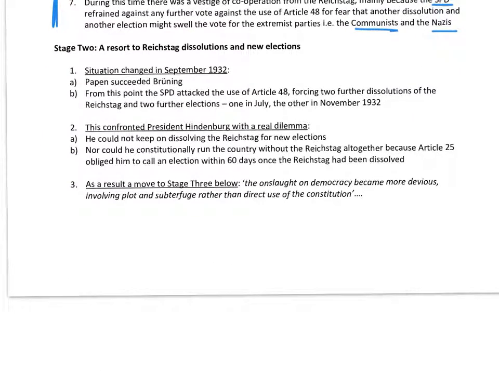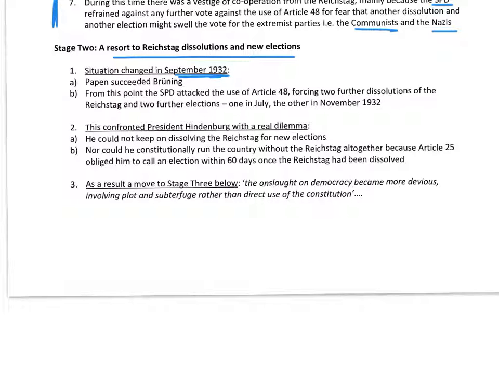Stage 2 then. Okay. The situation changed in September 1932. So this stage here, a resort to Reichstag dissolutions, basically is looking at the end of 1932 and the start of 1933. And basically what happened is that sort of delayed process where Hindenburg didn't dissolve Reichstags throughout 1930, 31, 32, and the SPD effectively didn't vote against it, and he was allowed to basically rule by Article 48 without dissolving the Reichstag. That was unsustainable, okay?